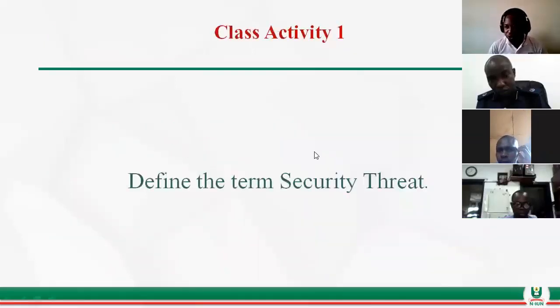Now, you are not just reading to pass exams, you are also reading to be able to use these concepts as experts in security practice. So when you are speaking out there, rather than list them one by one, you can first say the different security threats bedeviling the Nigerian society today, such as banditry, kidnapping, terrorism, insurgency, and the rest of others. Okay, so you should be able to speak like a professional.